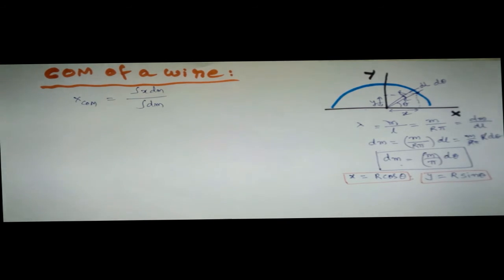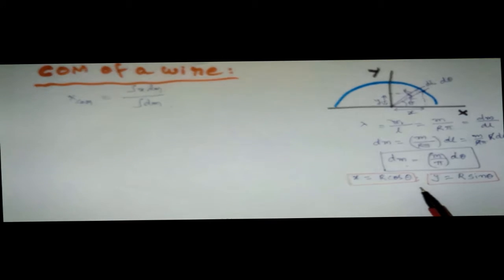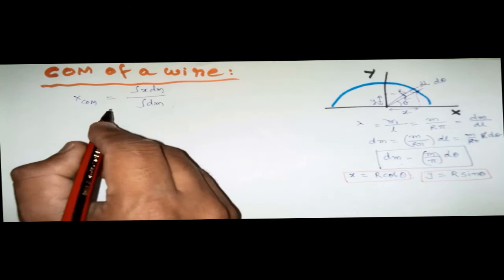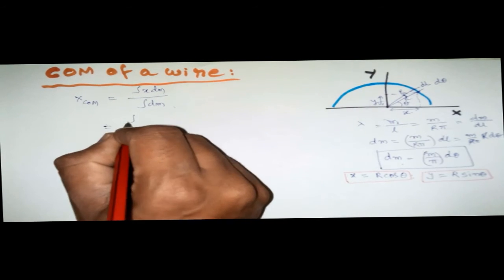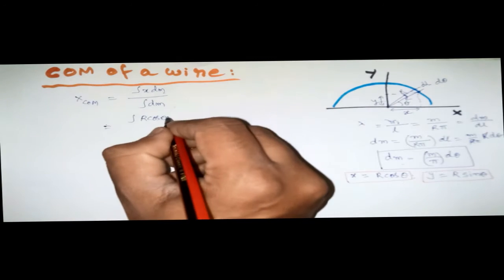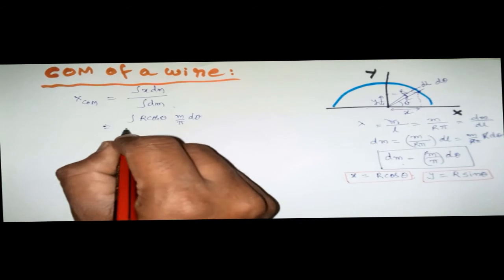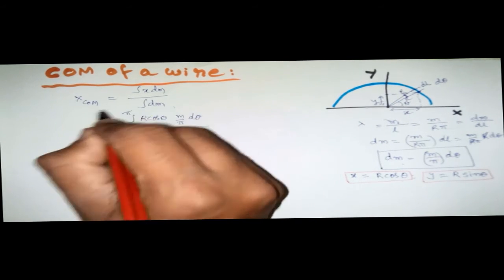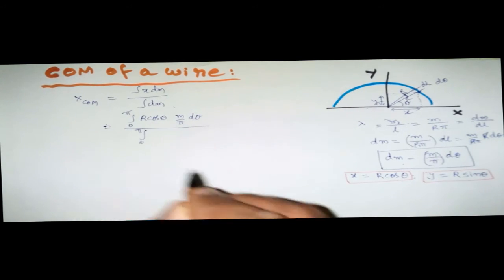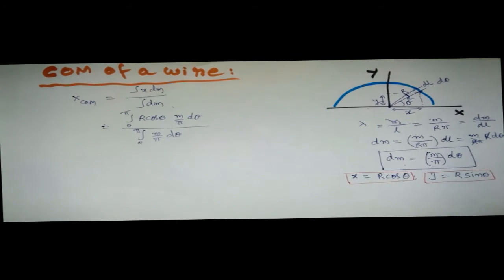When you substitute the values of x and dm, we get an equation: integration of r cos theta into m by pi d theta, running over limits 0 to pi, and the denominator also 0 to pi, integration of m by pi d theta.